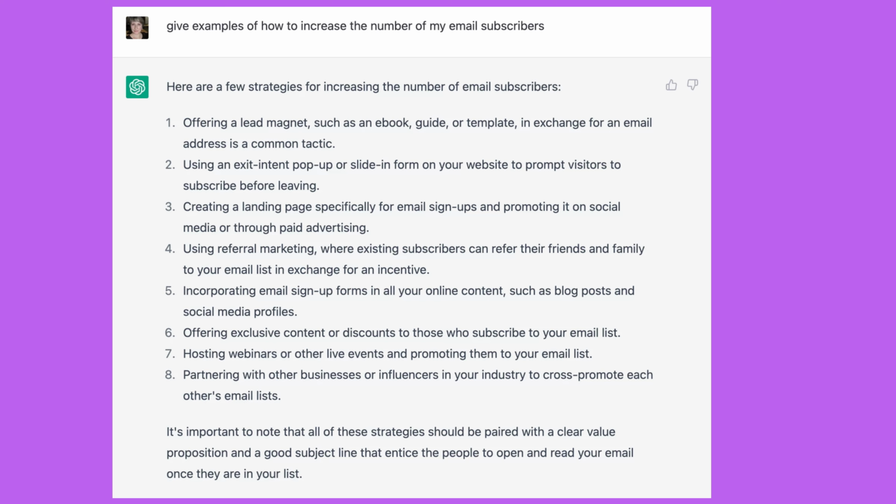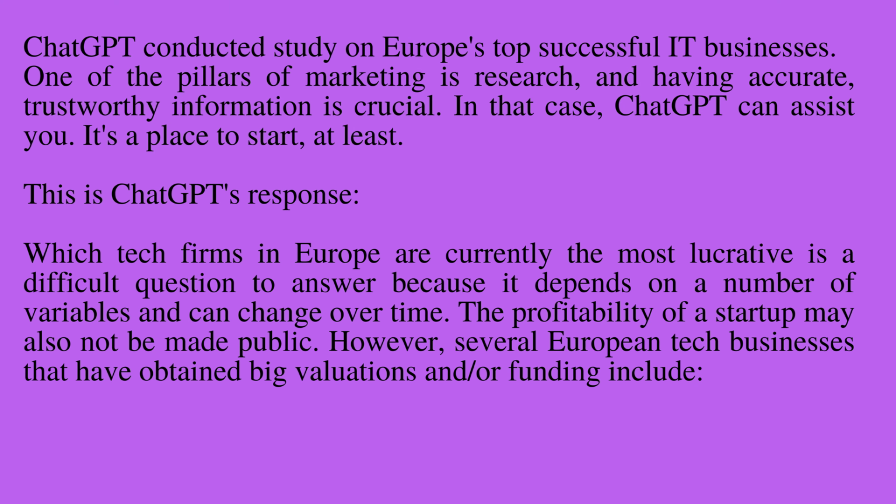ChatBot researched the most profitable tech startups in Europe. Research is one of the building blocks of marketing, and having good, reliable information is essential. ChatBot can help you with that. If anything, it's a starting point.